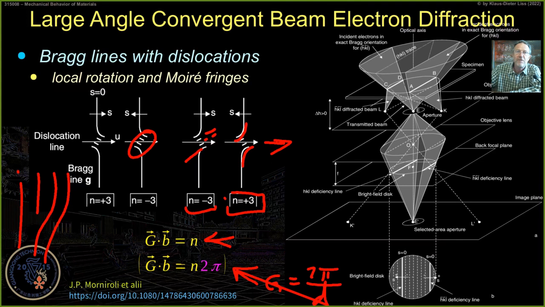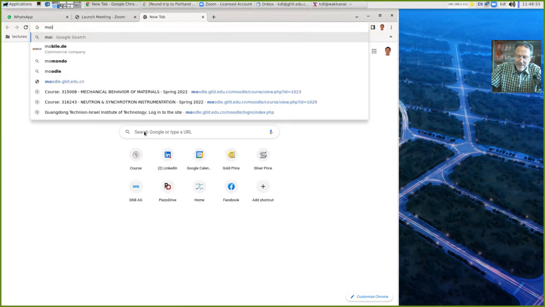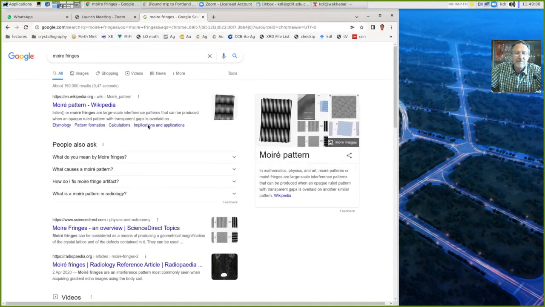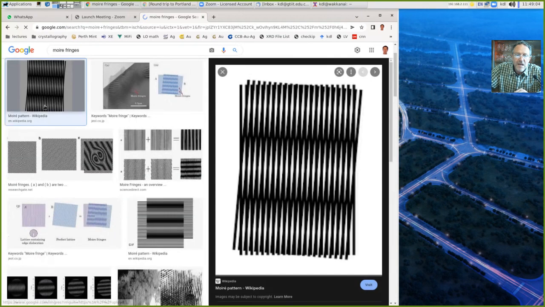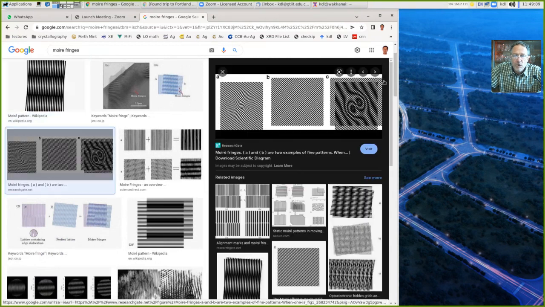You know what Moiré fringes are? You take two, maybe there's something on the internet, Moiré fringes. Here you see them, Moiré fringes. You have two inclined lattices, or two lattices with different frequencies. So here are some distortions, and here you have a perfect lattice. You superimpose them, you get these fringes. These are called Moiré fringes.